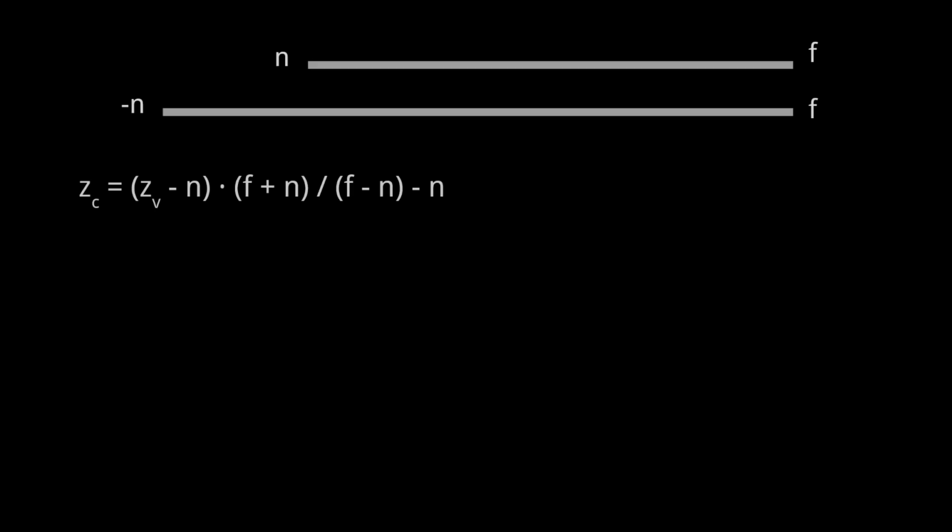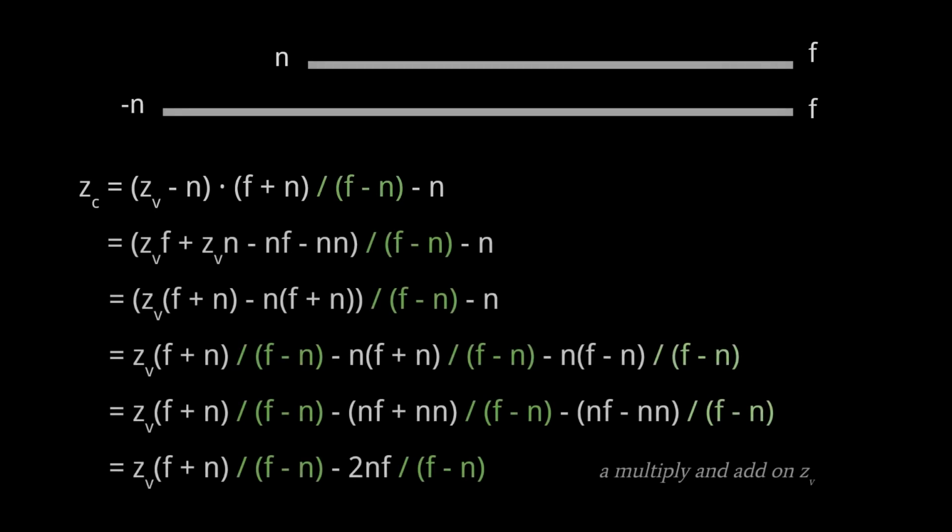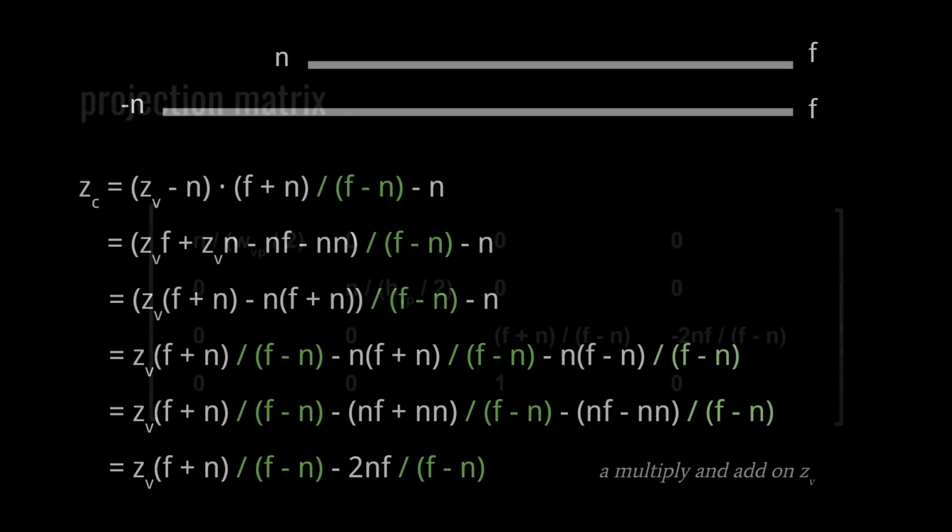So if we subtract n, now it's in the range of negative n to f. Now we have the formula for z of clip space, but the problem is it involves first subtracting from z, then doing a multiplication, and then another subtraction. But for a projection matrix, we're going to need to express this as a single multiplication and addition. We can't have that subtraction between the multiplication. Fortunately, if we go through a few steps, we can work out an equivalent formula, which is z times (f plus n) divided by (f minus n), minus 2nf over (f minus n). And so now we have a formula we can plug into our projection matrix.